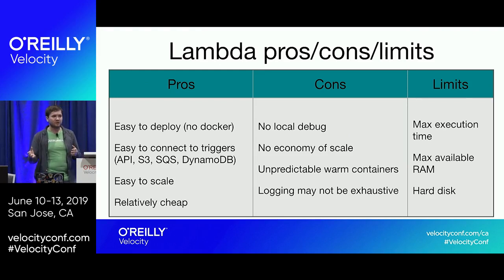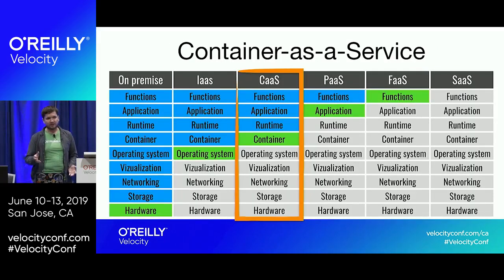There is general knowledge about how it works. There are some life hacks about it, but there is no way to control it. For example, you cannot tell AWS to keep 10 or 20 containers warm at all times. And there are certain limits. Next, let's check container as a service.